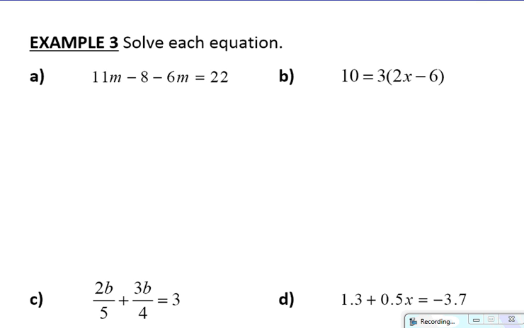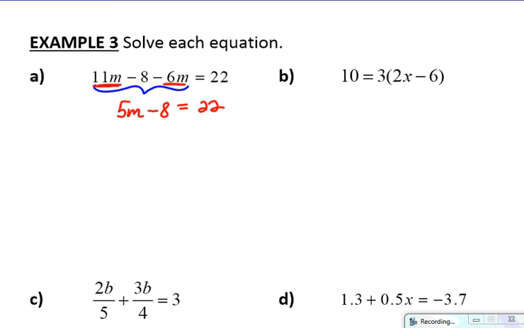So example 1. When we look at this, we see the left side has several terms in it, 3 terms. So we'll want to simplify this. And to do that, we're going to combine terms. So we'll do the 11m and the minus 6m, and we'll put these two together. So 11 minus 6 is 5m. Then we have the minus 8 is equal to 22. So we simplified the left side.